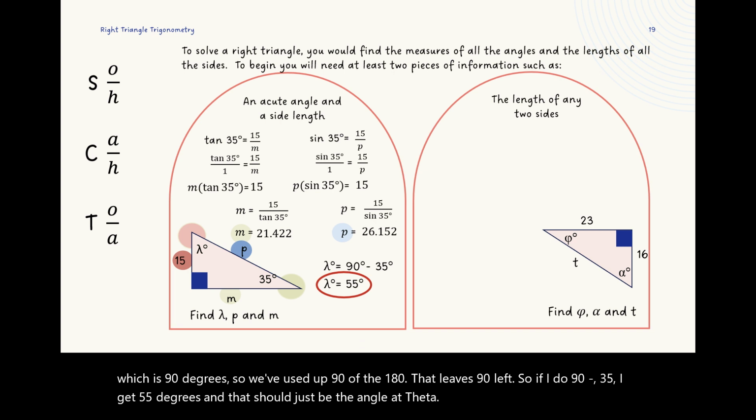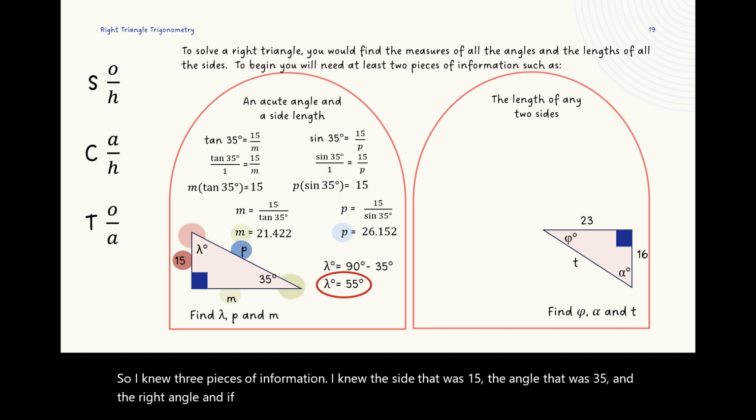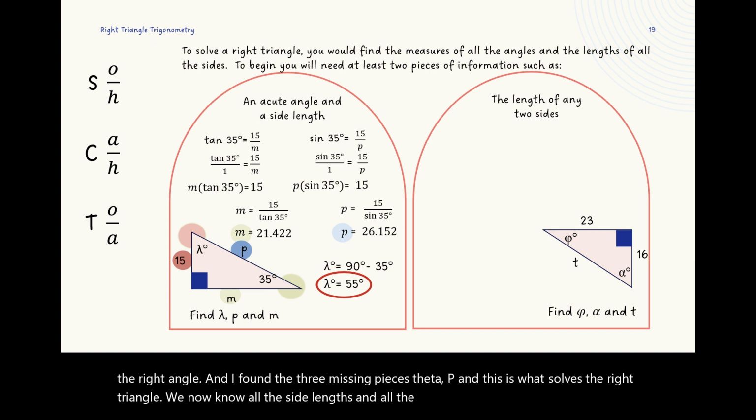So I knew three pieces of information. I knew the side that was 15, the angle that was 35, and the right angle. And I found the three missing pieces, theta, p, and m. This is what solves the right triangle. We now know all the side lengths and all the angle measures, right?